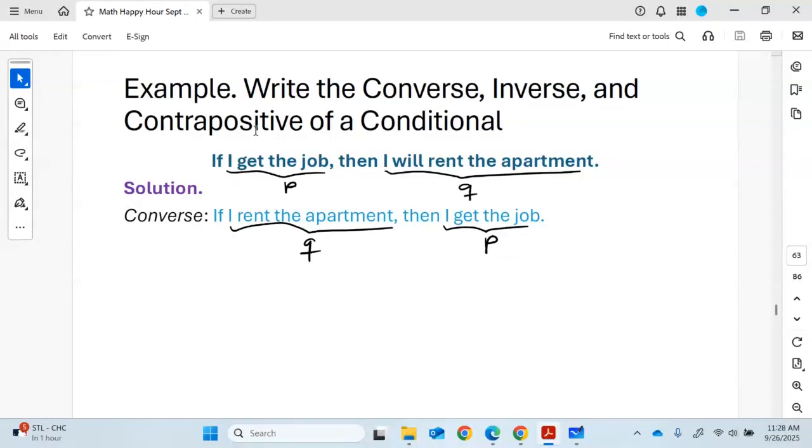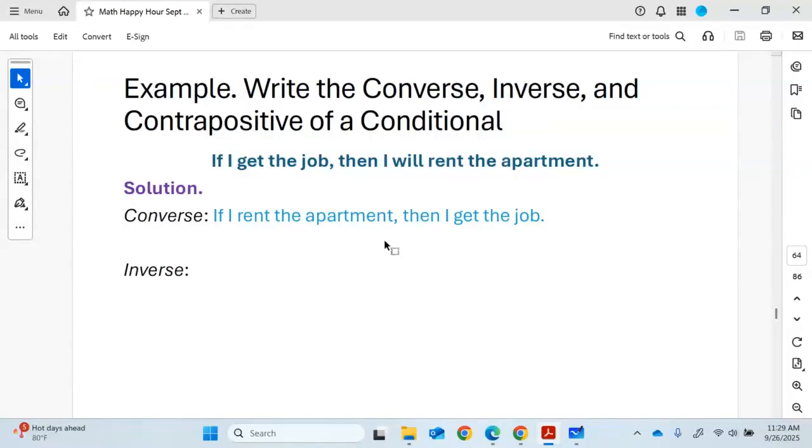Well, remember, if we just look at the symbols, the converse changes. This is when you interchange the variables. So to formulate the converse, I would start by saying, if I rent the apartment, comma, then I get the job.